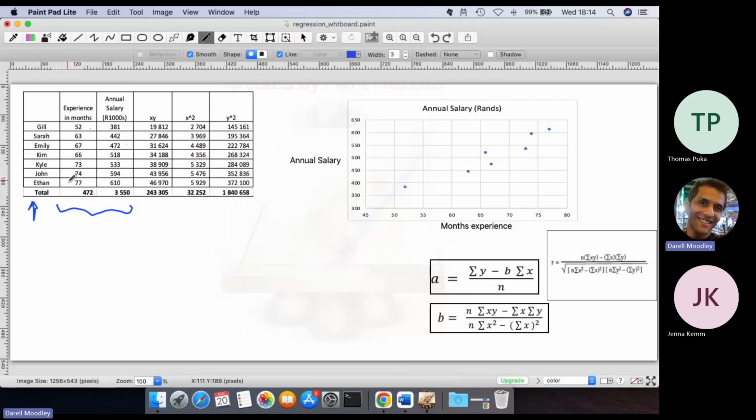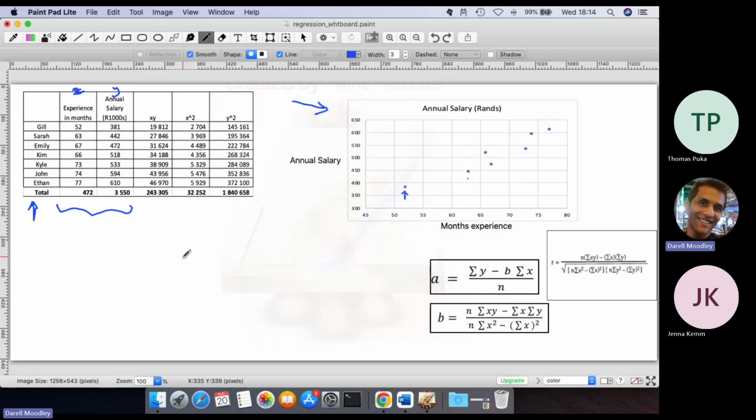All the way to the bottom, the last person, which is Ethan. He has 77 months of experience and he has a salary of 610,000 Rand. So the graph that you see here on the right, that's all those data points that I'm mapping here. So the first person is Jill, which is this point here. The next point is Sarah, etc. So I basically mapped all the points, okay? Your months of experience on your x-axis and your salary as your y. All right, and then you've got these points.